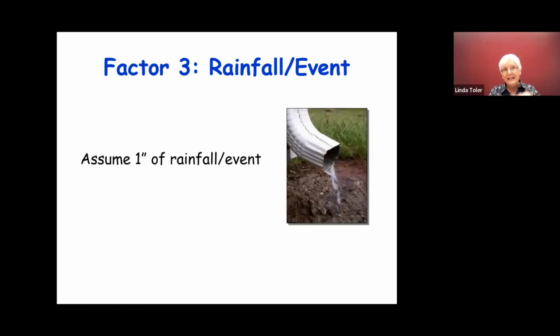Now we need the depth to calculate the volume of water that will be running into our garden. It's recommended that for our area we assume we get about 1 inch of rain per rain event. We're told that this covers most of our storms, and I don't know about you all, but I have a rain gauge and I go out and check it every time it rains. And unless we have a real gully washer like we had a couple weeks ago, that's usually a good number to use. And so we're going to use that number in our calculations.